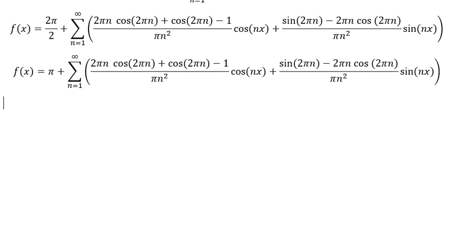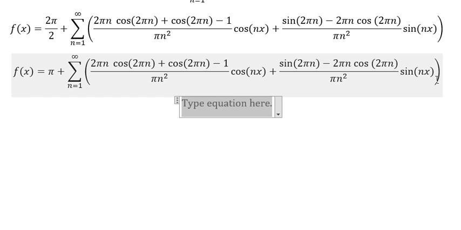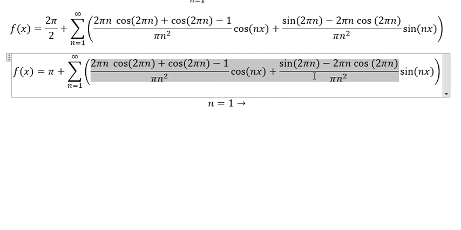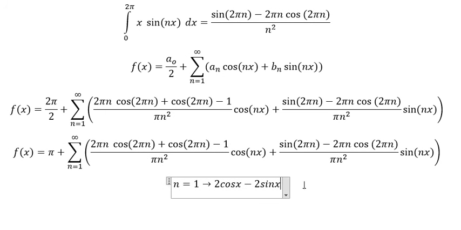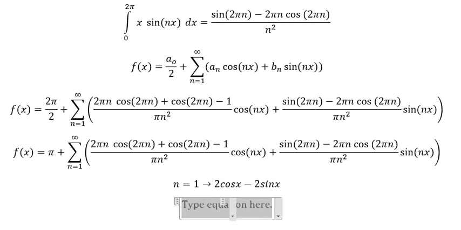Now let's put n equals 1. So we put n equals 1 in here. 2 cosine s plus negative 2 sine s.